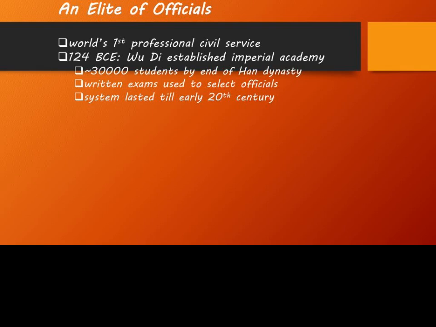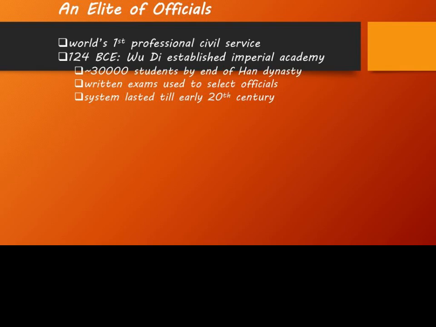In 124 BCE, Wu Di established an imperial academy for officials. The emperor and this imperial academy created a formal school for future bureaucrats to study the Confucian classics as preparation for government service. Entry into the civil service was based on passing this exam, and the exams were focused on the Confucian classics. It was open to all males, regardless of social status.